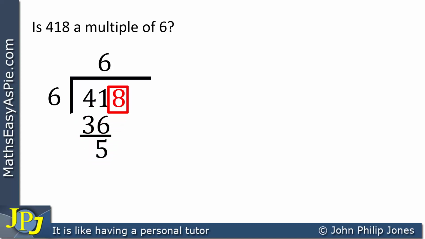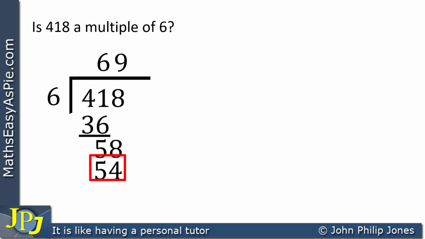You now turn your attention to the 8, which I've highlighted in red, and that 8 is brought down and put next to the 5. Now you ask whether 6 goes into 58, and in fact it does. It goes 9 times. Now 6 times 9 is 54. So the 54 is put below the 58, and you now subtract the 54 from the 58 to get the result of 4. Now 6 doesn't go into 4, so we know the 4 is the remainder.